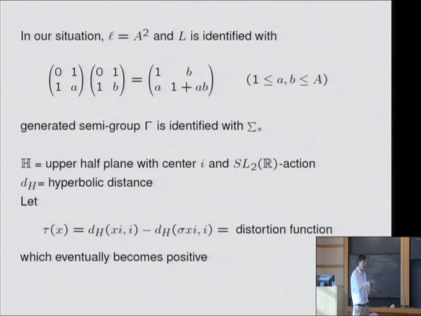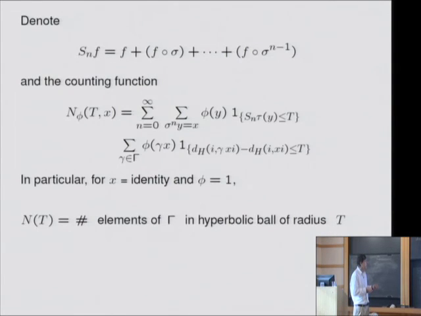So x is a string, x1, x2, x3, etc. The sigma x is the string x2, x3, etc., where these are matrices. So what you see is that when you add them up, if you're looking at the cocycle, which is here, this is going to give you, in fact, the distance you want. It's going to give the hyperbolic distance, which corresponds to the Archimedean distance. So this is what corresponds to what they call the distortion function. What's very important is that this function is non-lattice. So eventually, this S_n of tau is going to become positive. This is a crucial thing to drive this Lalley method.